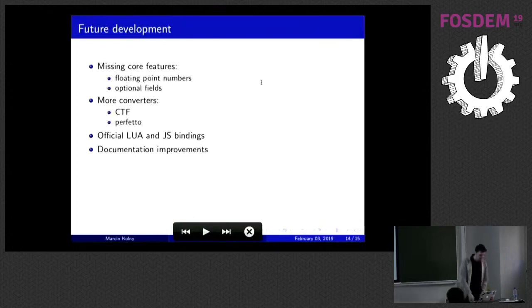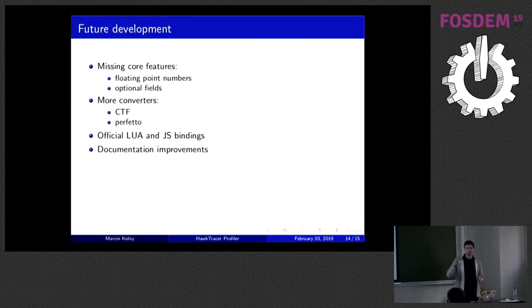There's a bunch of things that we want to do for the future. There are some missing features, like we don't support floating point numbers at the moment. Optional fields are also something we want to have. So for example, you have a class with some fields, but sometimes some of the fields should not be included. So that would be nice to have. We also want to have more converters in the HawkTracer converter, like CTF, a common trace format supported by Trace Compass or the LTTng scope viewer. So it would be nice to have.